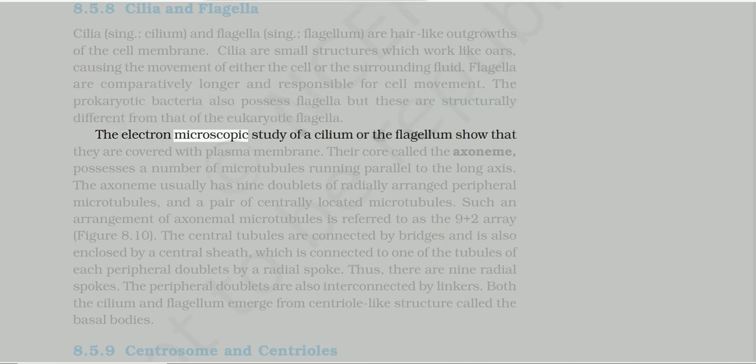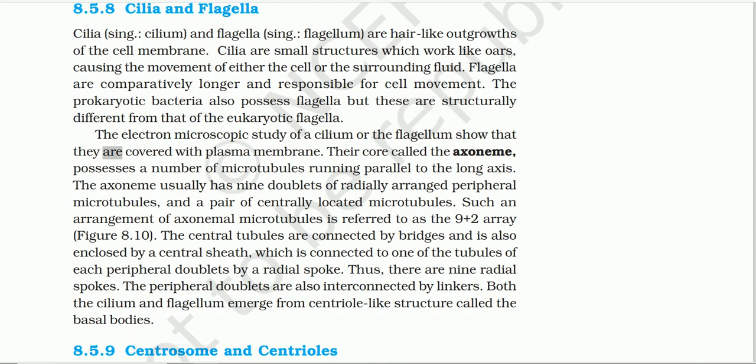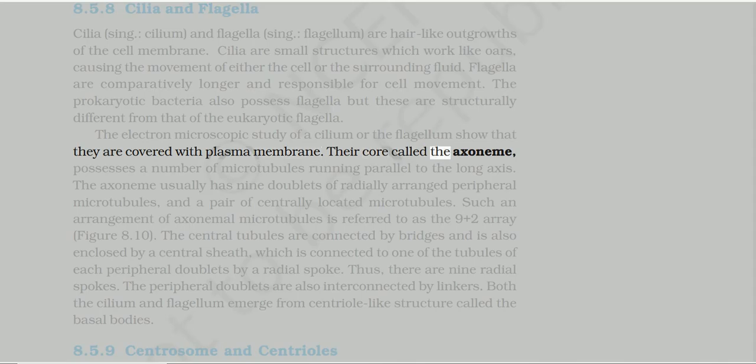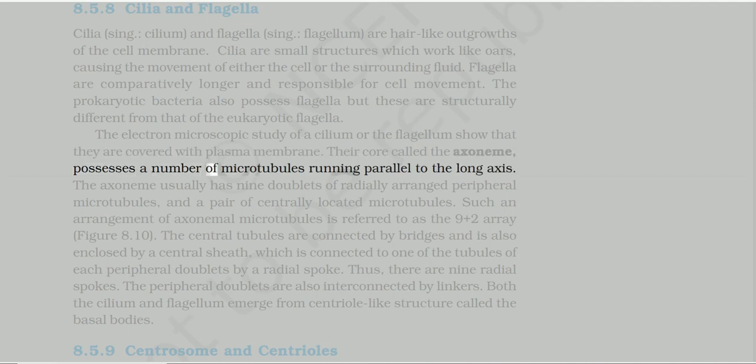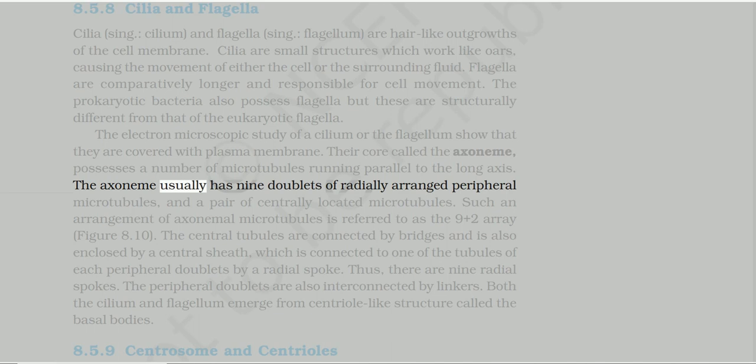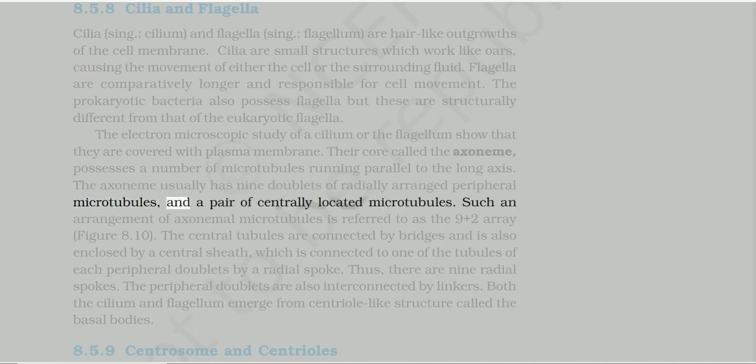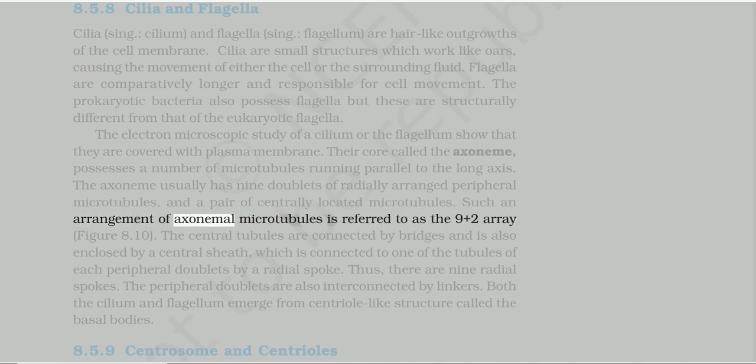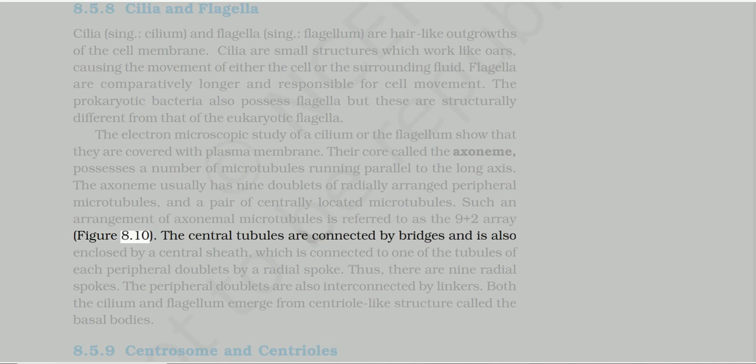The electron microscopic study of a cilium or the flagellum showed that their core, called the axoneme, possesses a number of microtubules running parallel to the long axis. The axoneme usually has 9 doublets of radially arranged peripheral microtubules, and a pair of centrally located microtubules. Such an arrangement of axonemal microtubules is referred to as the 9+2 array, Figure 8.10.